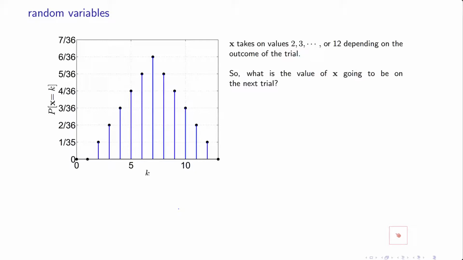Here I plotted the probability of X taking different values of k. For k equal to 0, the probability is 0, because neither of the dice gives you 0. Here you also get 0 probability. The smallest value here is 2, then 3, 4, 5, 6, 7, 8, 9, and so on, and the probabilities are like that. So it's 1 over 36, and so on.